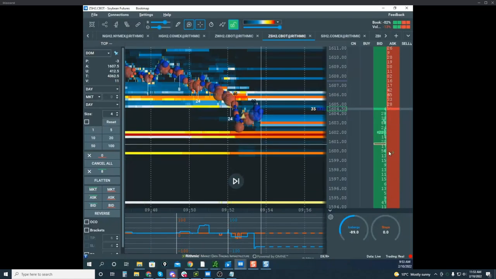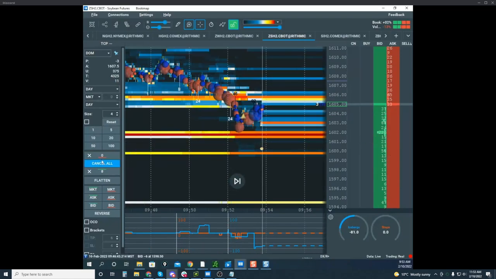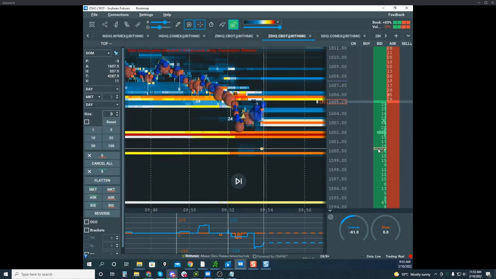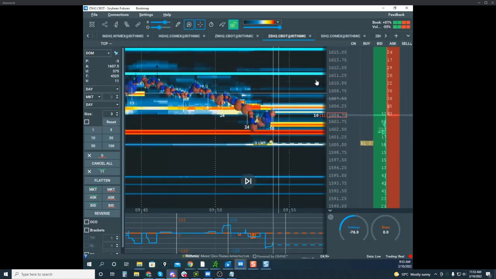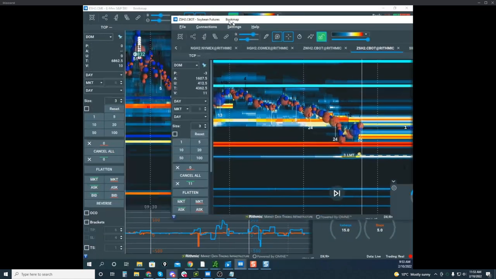All right, on that note, actually, I would just put this in so I fill there. It's too many. Because I don't want to miss that touch. There you go. That was a good trade, too.